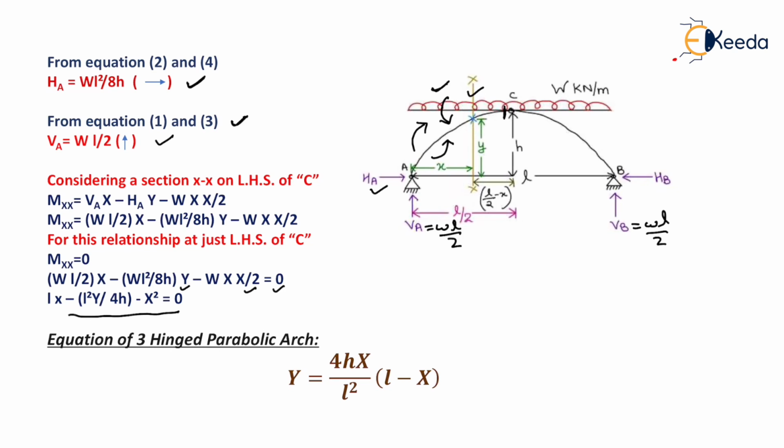Now by solving this, we get the equation of parabolic arch, that is y is equal to 4hx upon L square into L minus x, where h is the central rise, x is the distance of section XX from A, and L is the total span length. So we can determine the value of y from this equation, that is 4hx upon L square into L minus x. That is all about the equation of parabolic arch. Thank you very much, students.